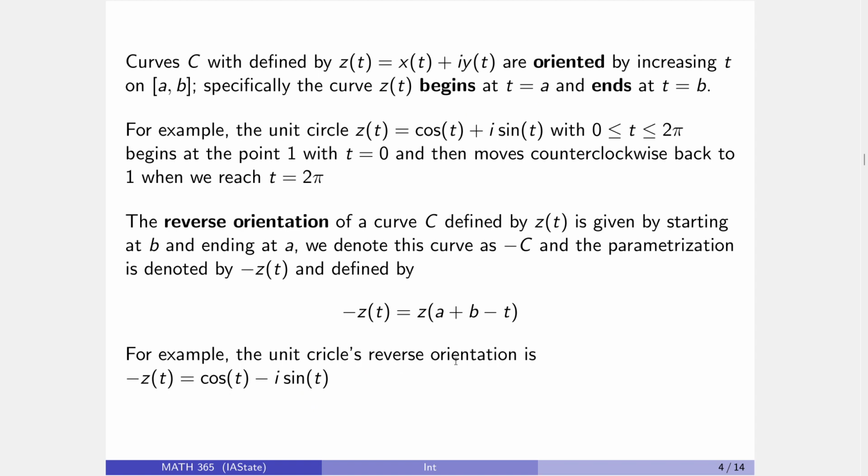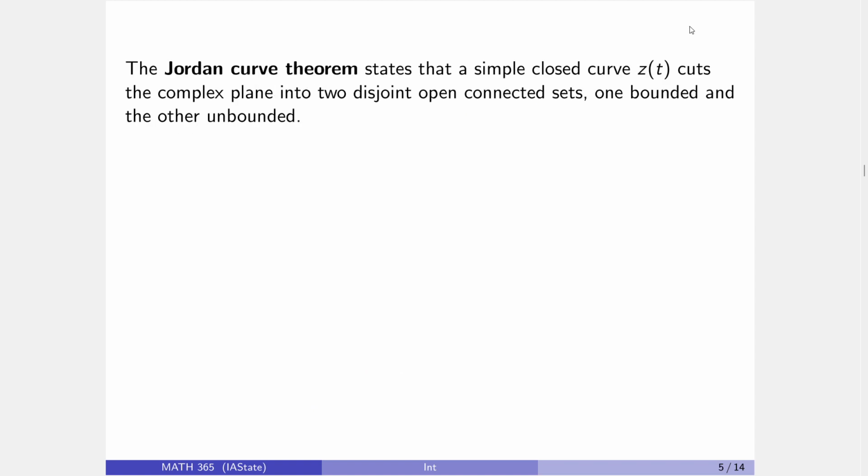It turns out you can make that very precise, but you need a big theorem for that, which is the Jordan curve theorem, which says that if you have a simple closed curve, so note simple, the curve does not overlap itself, closed, it begins where it ends, this will cut the complex plane into two pieces. Both of them are open and connected, and one is bounded and one is unbounded. The bounded part is what's inside of the curve, and the unbounded is what's outside of the curve.